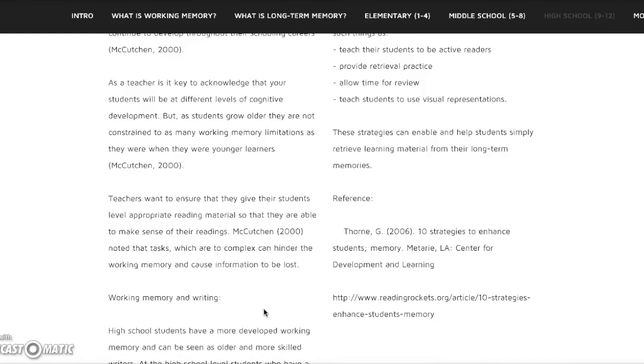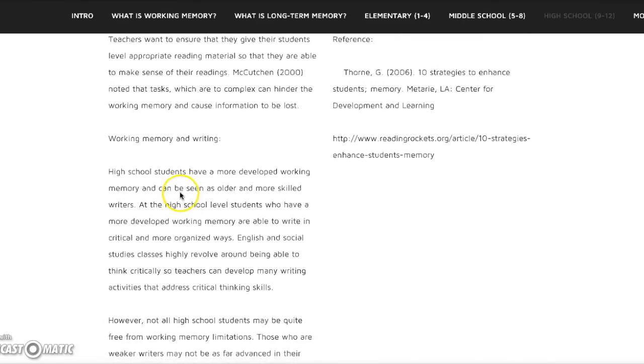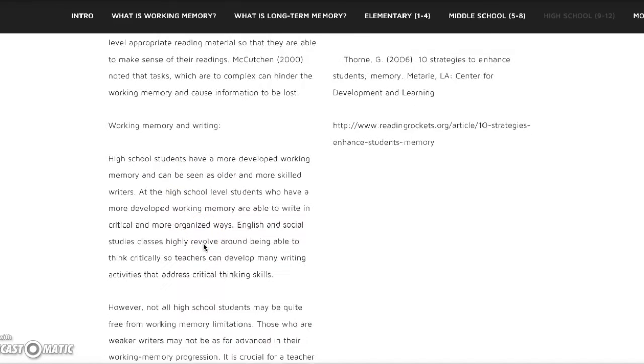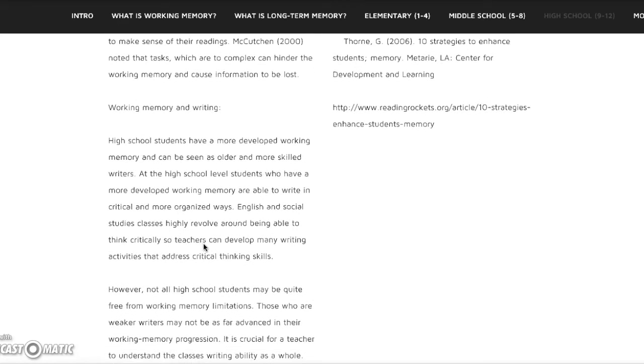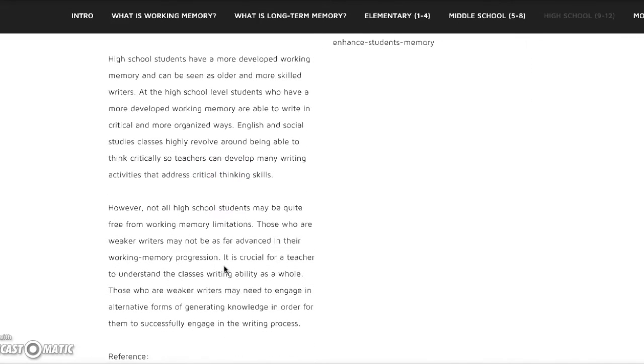Tasks that are too complex can hinder our working memory and cause information to be lost. So when we look at working memory and writing, high school students have developed working memory and can be seen as older and more skilled writers. At the high school level, students who have a more developed working memory are able to write in critical and more organized ways. English and social studies classes highly revolve around being able to think critically, so teachers can develop many writing activities that address critical thinking skills.